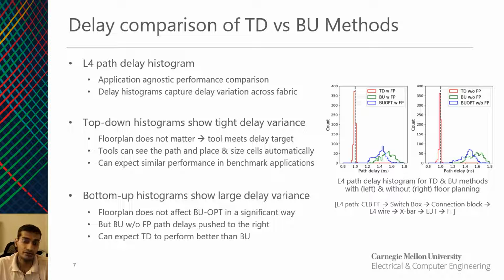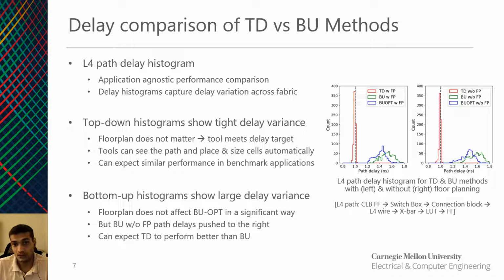We can see from the results on the right that the top-down histograms, plotted in red, exhibit minimal delay variance. We can also see that floor planning has little to no effect on the L4 delay histograms for the top-down designs. Since the tool has a global timing view, it can place and size the cells automatically to meet the delay constraints without any issues, irrespective of the floor planning.